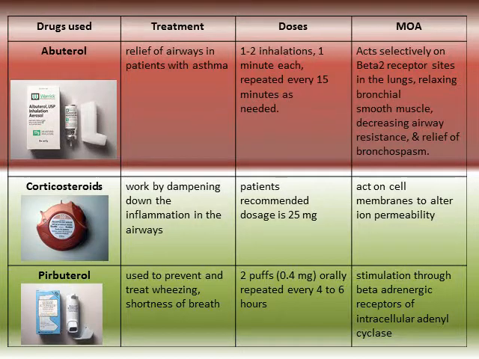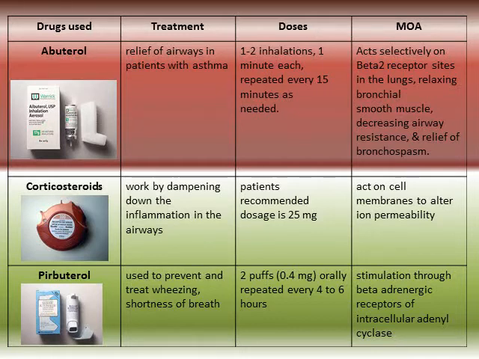A few drugs to relieve asthma are albuterol. Albuterol is a short-acting drug used for the relief of bronchial spasms in the conditions of asthma. The doses for albuterol are 1 to 2 inhalations, 1 minute each, repeated for 15 minutes as needed.